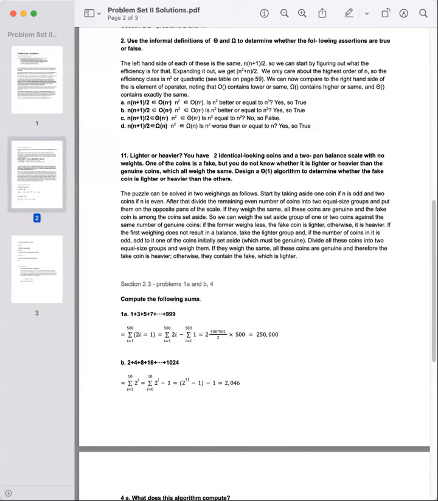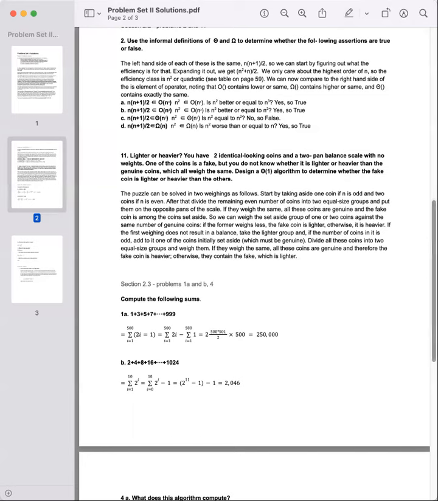So you're going to divide all these coins into 2 equal size groups and weigh them. If they weigh the same, all these coins are genuine, and therefore the fake coin's heavier. Otherwise, they contain the fake, which is lighter. Okay. So that's how that works out. And again, I didn't necessarily expect you to get that, but it's out there for you to take a look at.